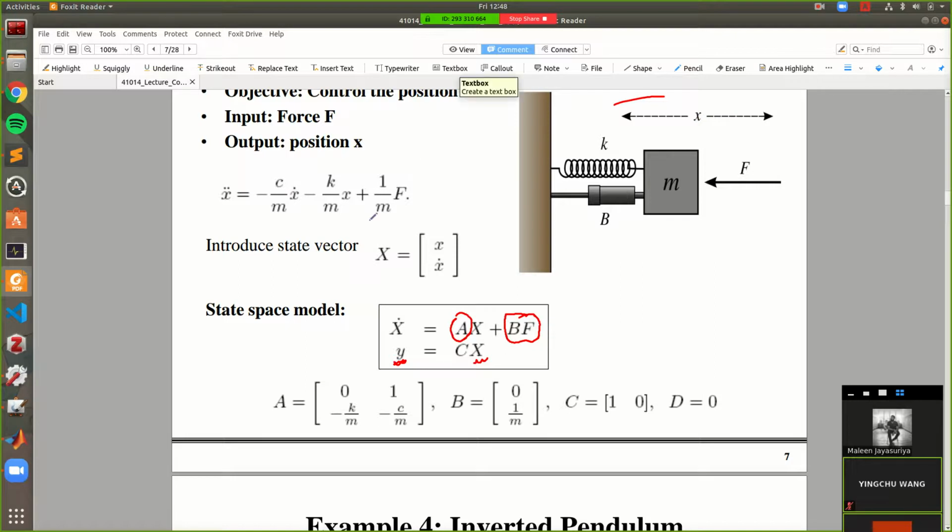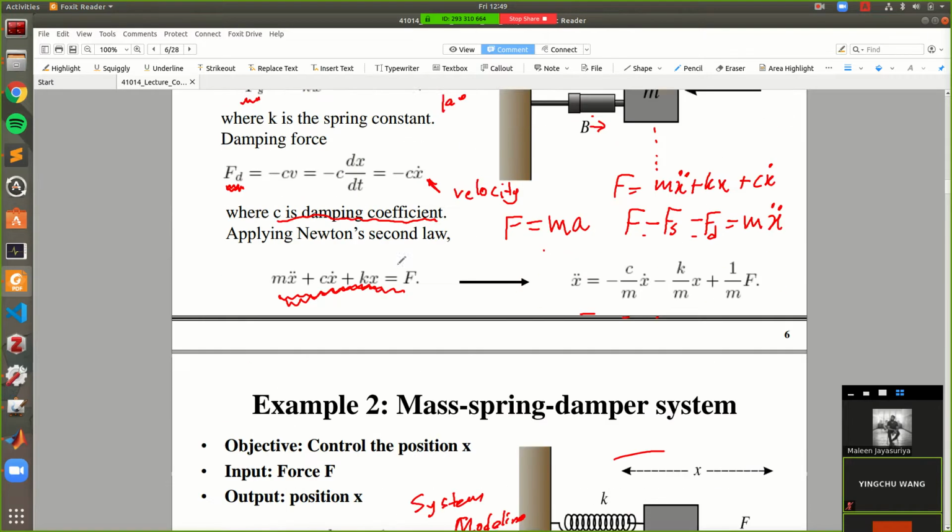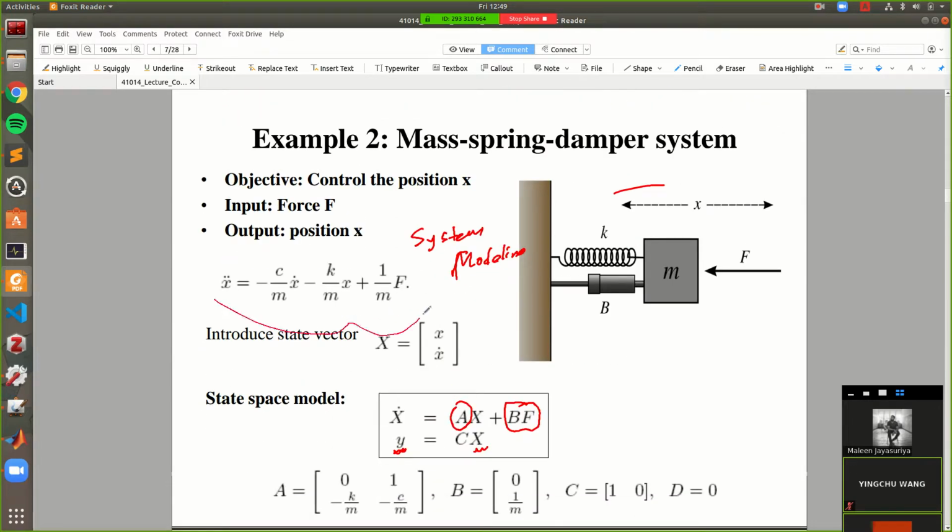So system modeling is a whole other field. System modeling is basically this process that we did. We use physics to come up with a relationship between all the parameters, and then we came up with the state space model. So system modeling is a field in itself and is quite complicated. This is a simple example of a mass spring damper system, but depending on your system, it can get even more complicated. So ultimately, you end up with this relationship here, the state space model.